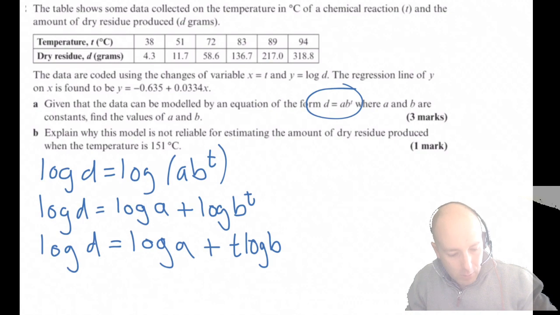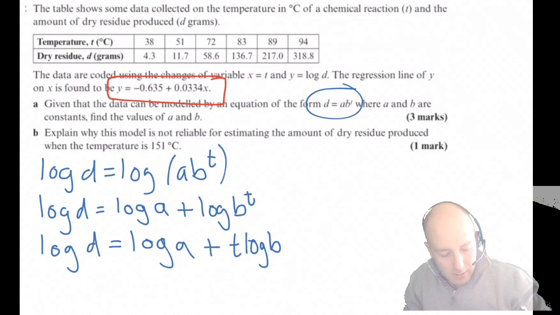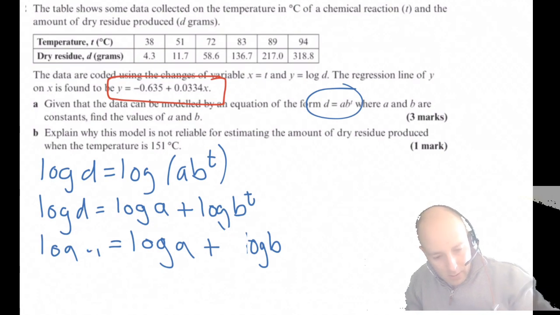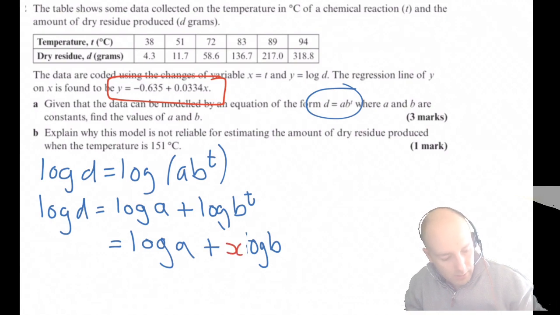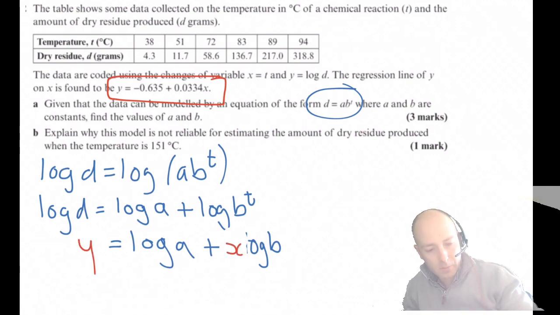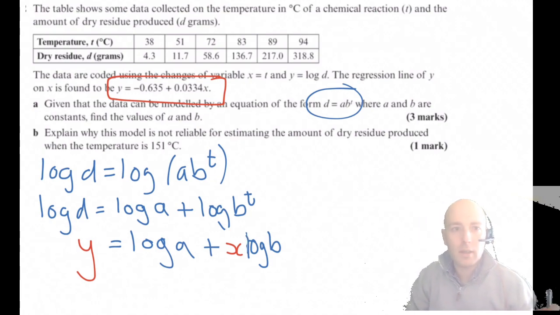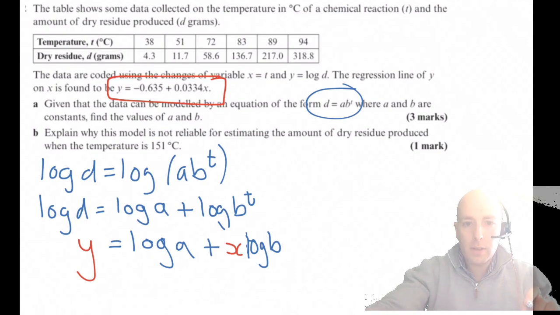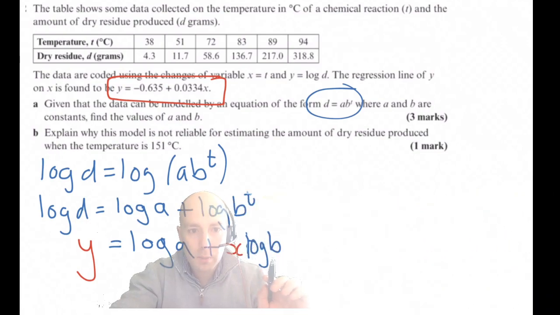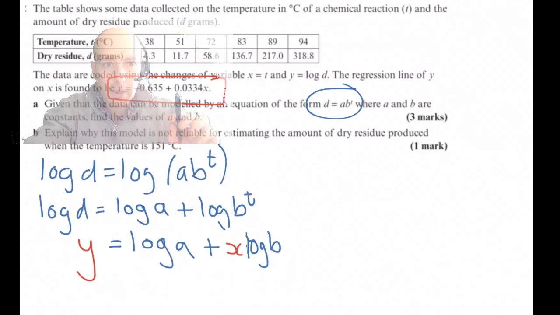So if we compare that to the line they have up here in red, well, they already told us that x was t, so I'm going to tweak my equation here. So x is t, and y is log d. So we're going to get y equals log a plus x log b. And I can use this to find out a and b. So log b is the thing being multiplied by x. If we look up here, the thing being multiplied by x is 0.0334.